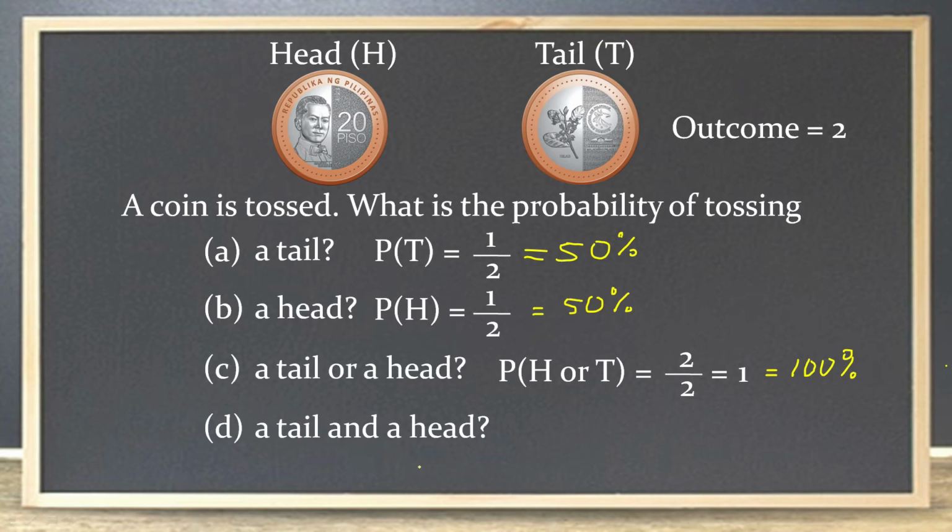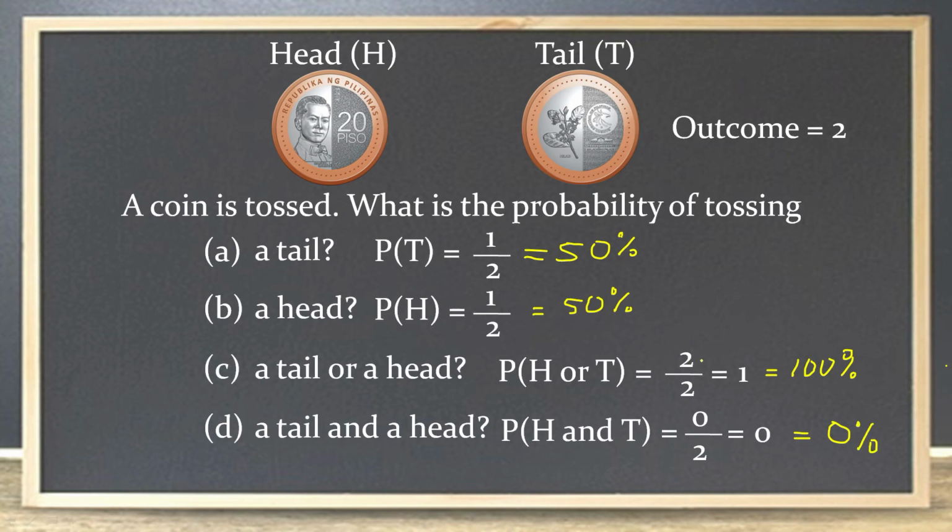And D is a tail and a head. What's the event for a head and a tail to appear when we toss a coin? There is no possibility. There's no possibility for you to toss a single coin and have both the head and the tail appearing. It's never going to happen. So we say the event is actually 0, because there is no possibility for the head and the tail to appear at the same time. So we say the probability of the head and the tail is actually 0 over 2, which is actually 0, or also equal to 0%.